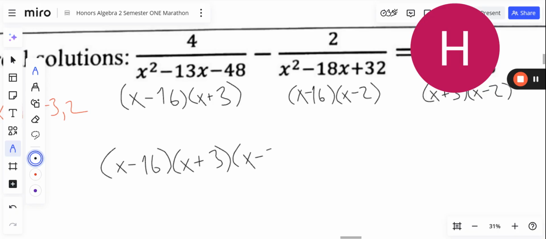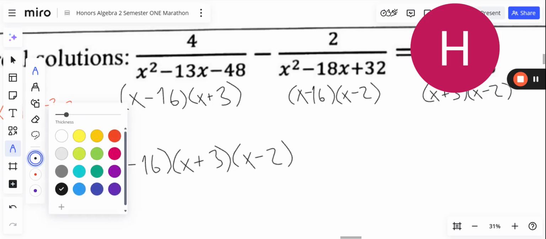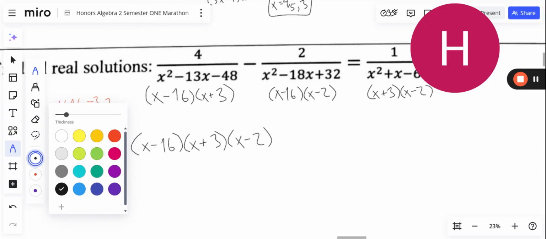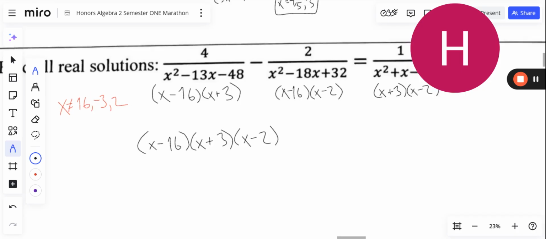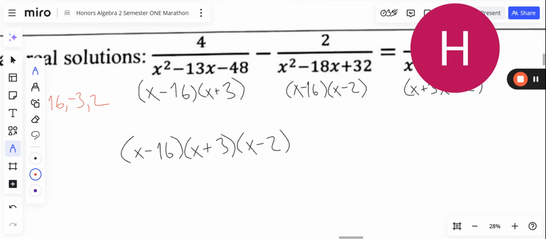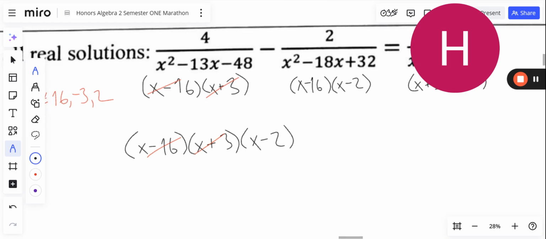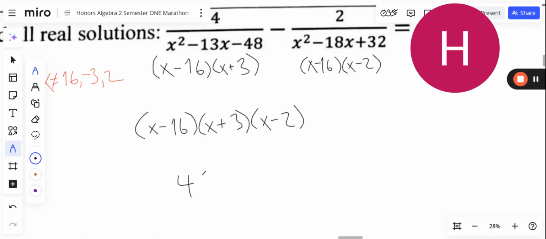And that's what we're going to multiply to both sides. All three of those terms, we're going to multiply to both sides. And when we do that, it's kind of nice because two of the factors are going to cancel. And so really, we're just going to have the first fraction be 4 times x minus 2. That's the only one that's left.